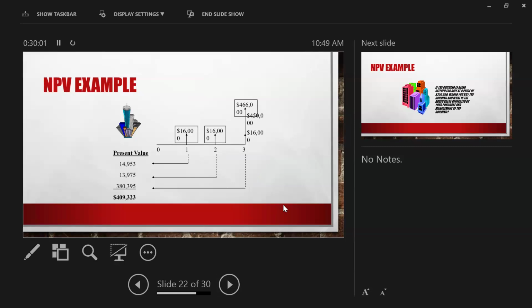Now, all that being said, in real world application, you're going to try to negotiate that price as low as you can. If you can buy the building for 350,000, you're going to buy it for 350,000. It's just that the 409,323 number is the max you'd be willing to pay for that building.